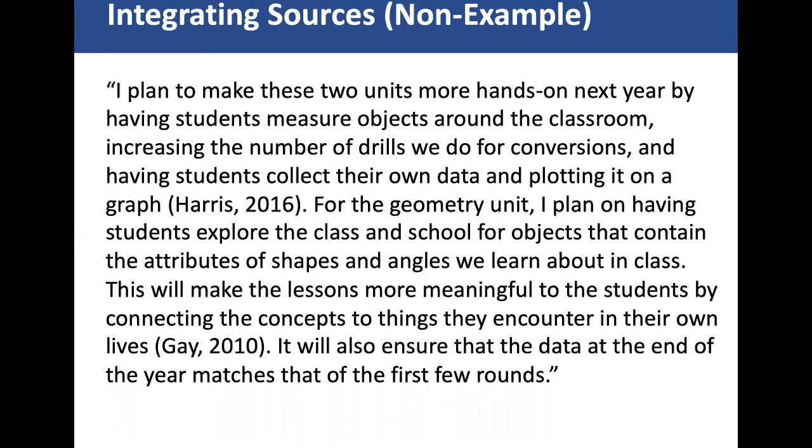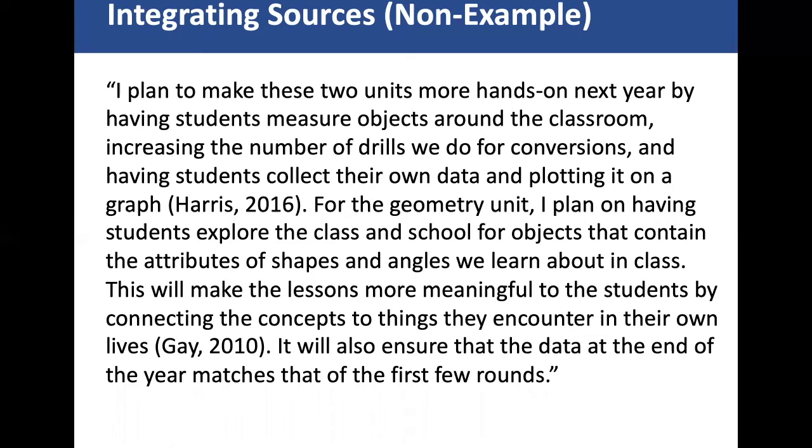Here's another example from Next Steps. If you notice here, there are in-text citations. However, it's not clear what they're actually quoting. For the first one, Harris 2016, are they trying to say that the article cited talks about how to plot graphs? How to encourage students to collect their own data? Is it an article about hands-on learning? It's really unclear how the citation fits into the context of this paragraph.